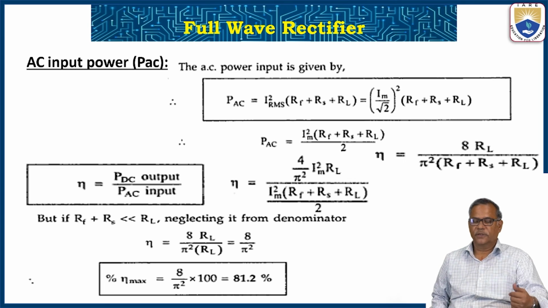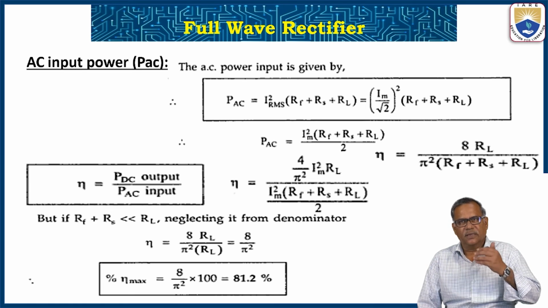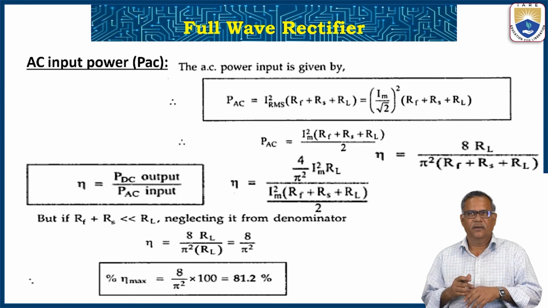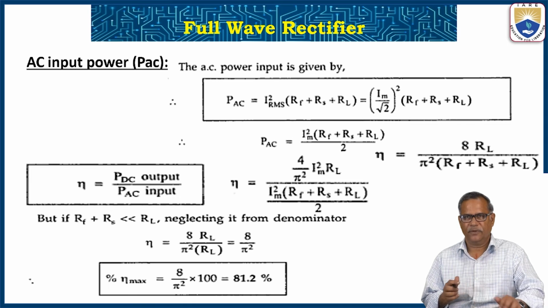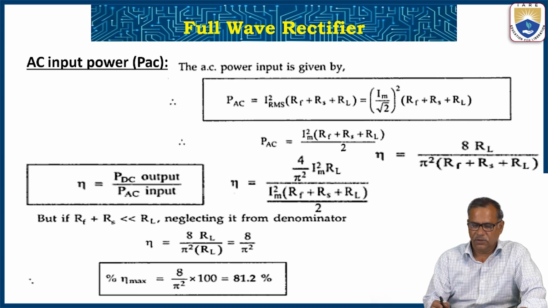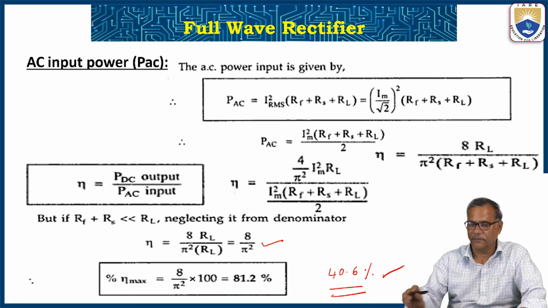And for the AC power input, we take into account the transformer secondary coil resistance, so it is RS plus RF plus RL. IRMS square, when multiplied with RF plus RS plus RL, gives us the value of the AC power input. And the rectifier efficiency eta is equal to PDC by PAC. That simplifies to 8 by pi square, which is 81.2%, whereas for the half wave rectifier, we have seen that it is 40.6%.